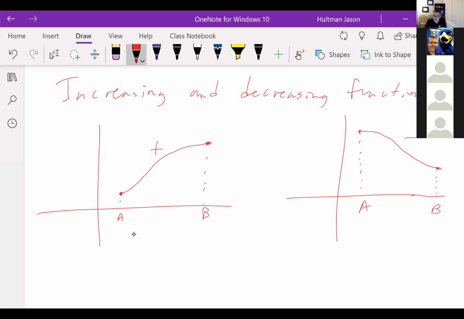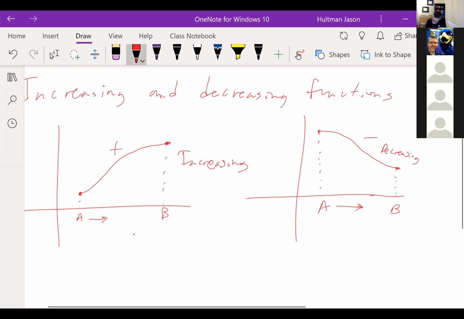And I'll designate that as a minus sign. Think of it as slope: as you travel from left to right, you're going uphill, or going downhill. So this is increasing, and this is decreasing.